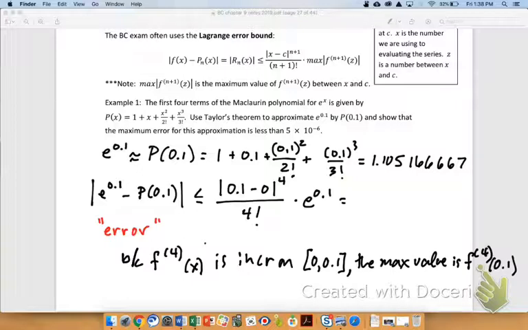What'd you get? 4.605 times 10 to the negative 6. 4.605 times 10 to the negative 6th. And Nick, did you get the same thing? I typed it in, so.